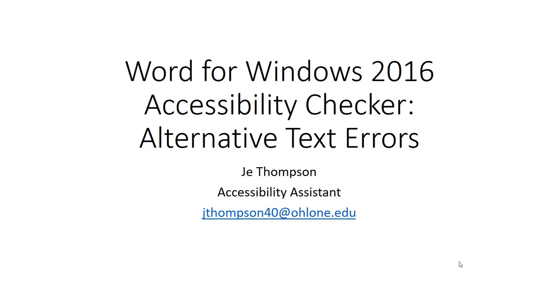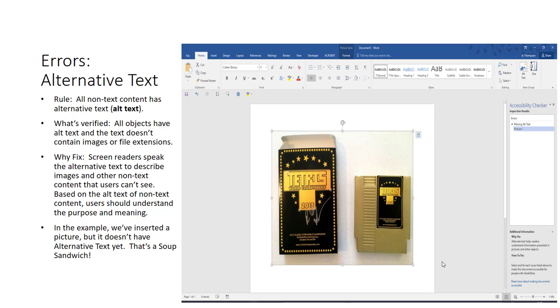Today we're going to talk about alternative text errors in Word for Windows 2016's Accessibility Checker. Errors. Alternative text. Rule: all non-text content has alternative text, or alt text for short. What's verified? All objects have alt text and the text doesn't contain images or file extensions.